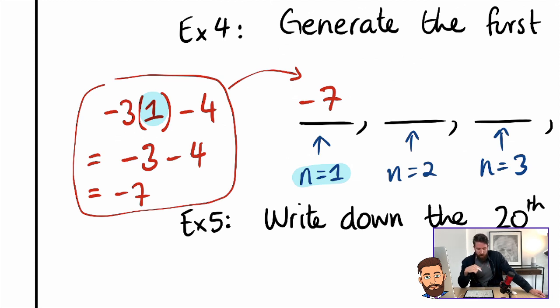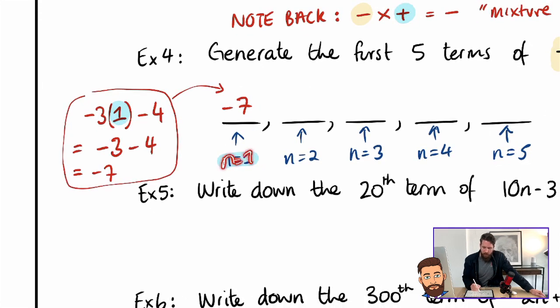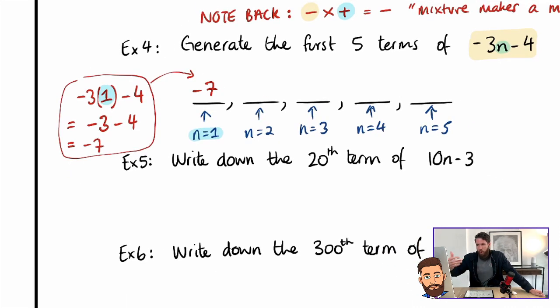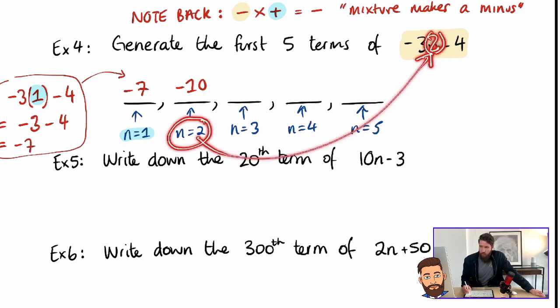Now, this is where I want to start to bring in what I was talking about a minute ago. When you are just doing term to term, like the first term, second term, then the third term, we call that term to term. We're going just one extra term each time. Instead of having to take 2 and now do minus 3 times 2, which is minus 6, minus 4 would be minus 10. So the second term is minus 10. Because I'm taking a 2 and I'm replacing it in with n, and I'm just being careful with my negatives and making sure I work it out properly.